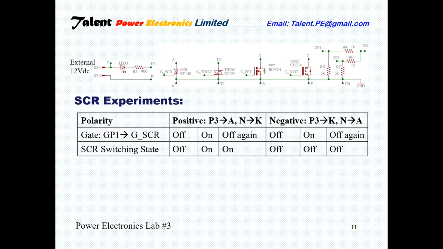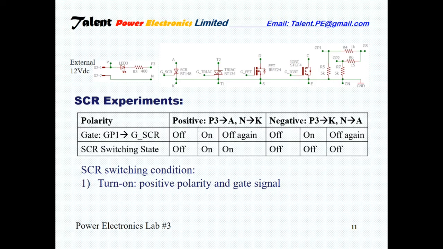For the negative polarity, connect P3 to K, N to A. At the negative polarity, the SCR does not turn on no matter the gate signal. In summary, to turn on an SCR, the polarity must be positive and a gate signal is needed. To turn off an SCR, the current needs to drop down to 0 or apply a reverse polarity.